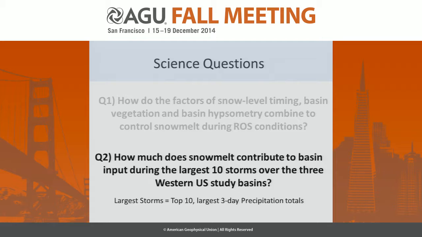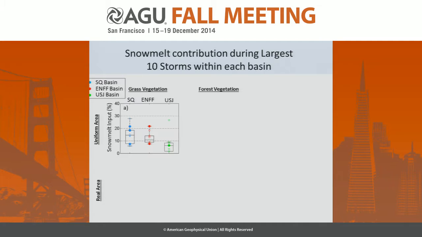So to be able to quantify over a large range of storms, we looked at the top 10 largest 3-day total precipitation amounts between 1980 and 2008. If we just look at our simulations with a uniform area under a grass vegetation, we see that there is a large range between each basin, indicating how much antecedent snow was available and the range of the snow level during the storm.